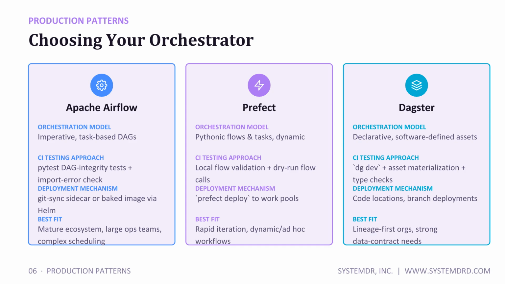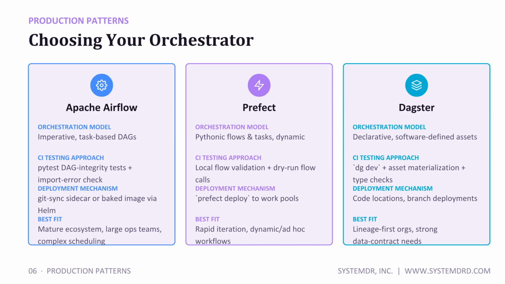Prefect takes a more Pythonic, dynamic approach. Flows and tasks are just decorated functions, which makes local testing easy since you can often just call the flow directly inside a test. Deployment is a first-class command, Prefect deploy, registering against a work pool, with flexible storage for pulling code from S3 or GitHub. Prefect tends to win with smaller platform teams that want to move fast and have highly dynamic, parameterized workflows.